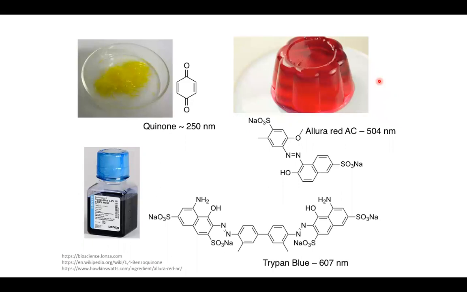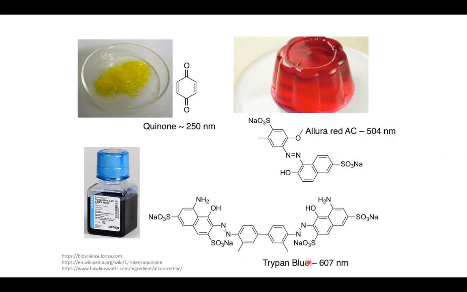So here are a bunch of different colored compounds, showing the size of their conjugated systems and the effect that has on their color. This conjugated system is quite small. We get quinone, which is the bitter flavor in tonic water, and is also a yellow crystal. Allura red is a common food colorant used in a lot of jellies and things like that. It has a longer wavelength and a more conjugated system.